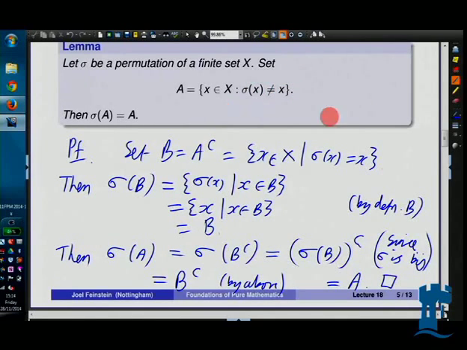You could go through a case-by-case analysis and just think, if you're in A, you're sent somewhere else, and that thing that you're sent to has got to be sent somewhere else again, and you must have come from somewhere that was sent somewhere else. So that's another way of doing it.